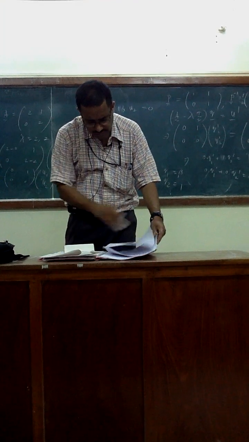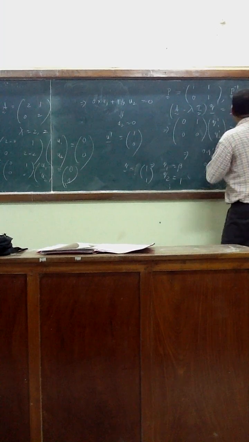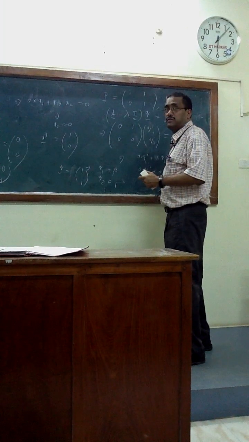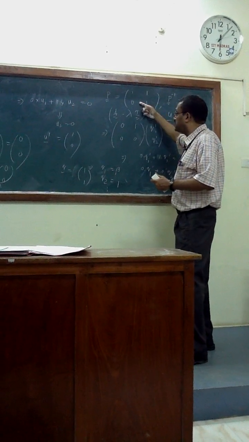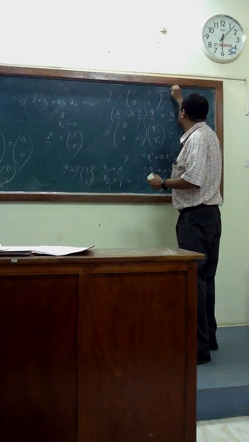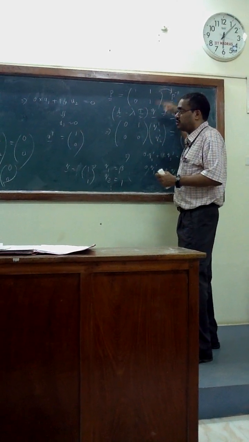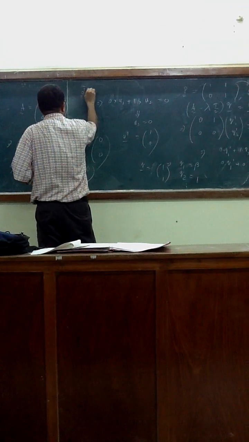To find out P inverse, if you don't have any formula, you can directly find it from P inverse A P. If you are in doubt, you can check it out. P inverse A P is the Jordan matrix. What Jordan matrix would you be expecting here for this case?